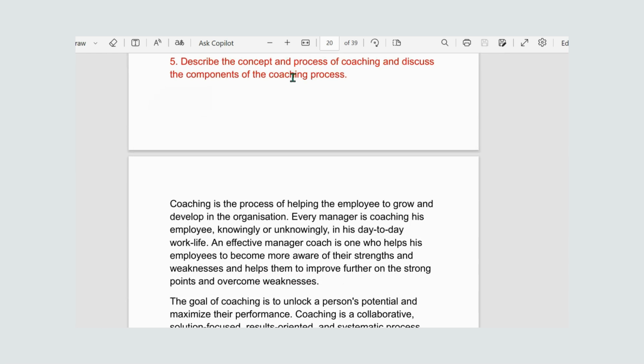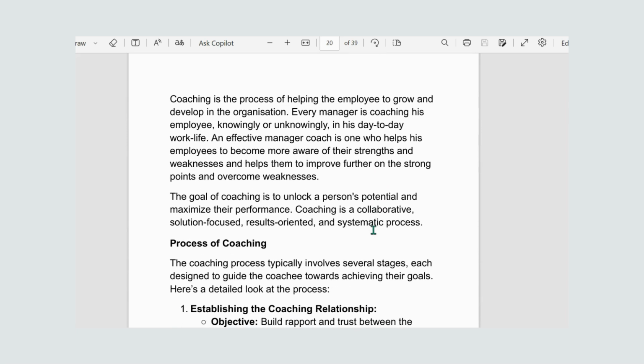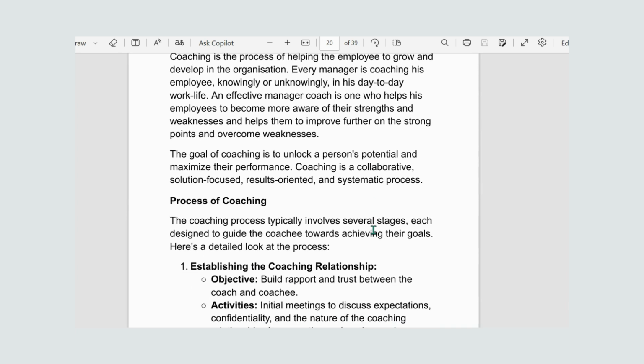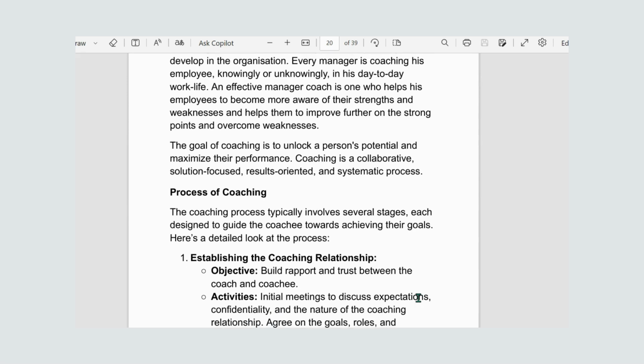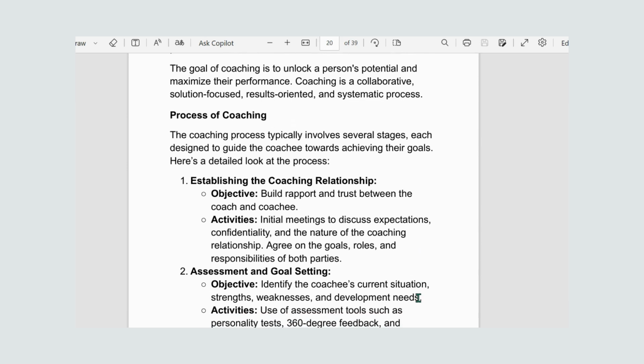What do you mean by coaching? Coaching is the process of helping the employee to grow and develop in the organization. The goal of coaching is to unlock a person's potential and maximize their performance, right? The process of coaching includes certain steps like establishing the coaching relationship, which includes building rapport and trust between the coach and the coachee. This can include activities like initial meetings to discuss expectations, and also agreeing on the goals, roles, and responsibilities of both the parties.